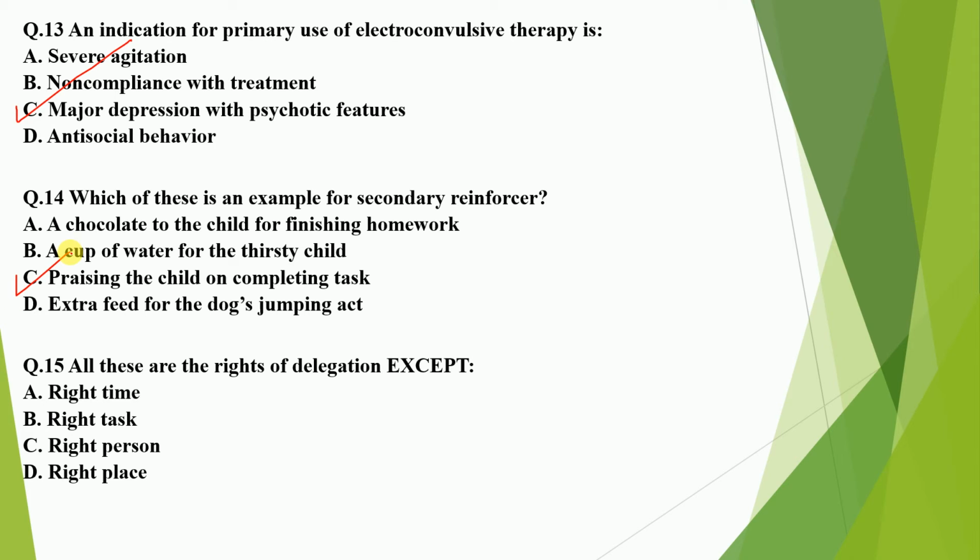Next question. All these are the rights of delegation except option A, right time, option B, right task, option C, right person, option D, right place. Correct answer is option D, right place.